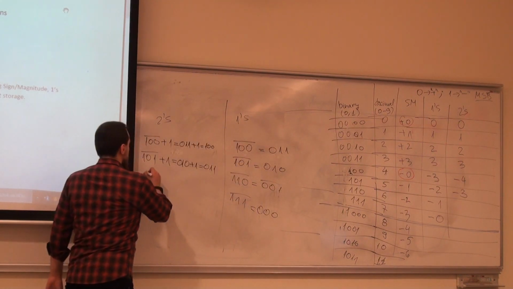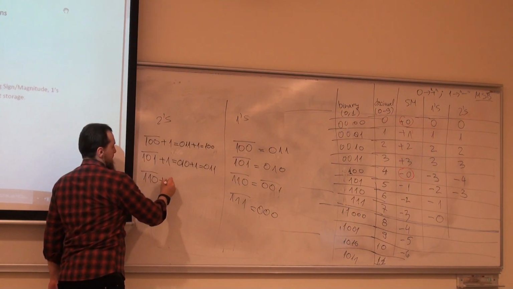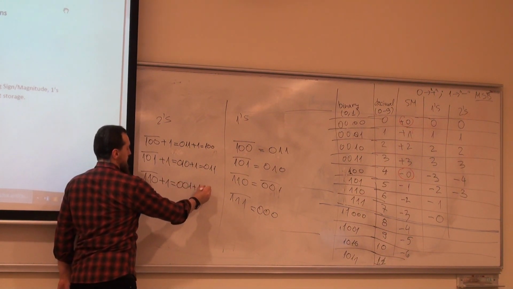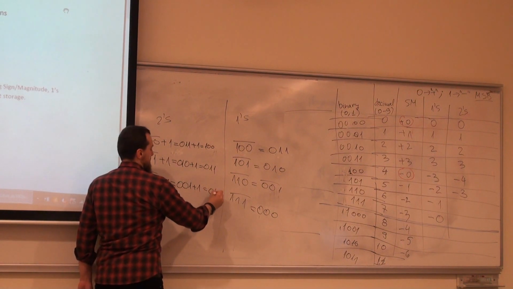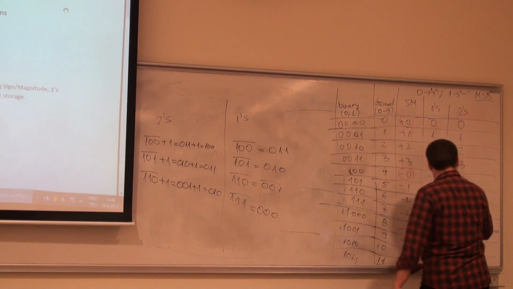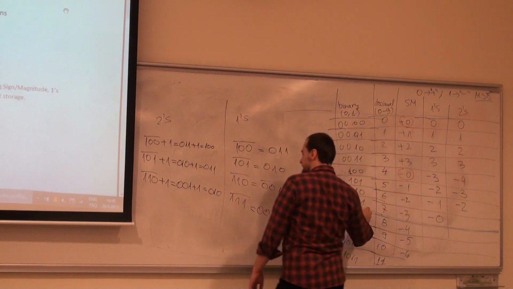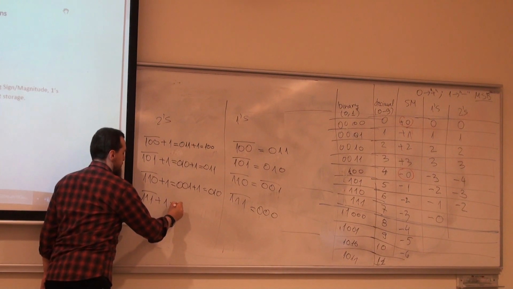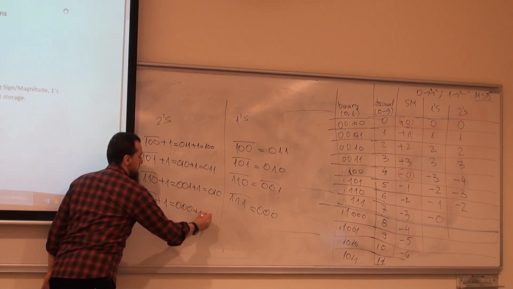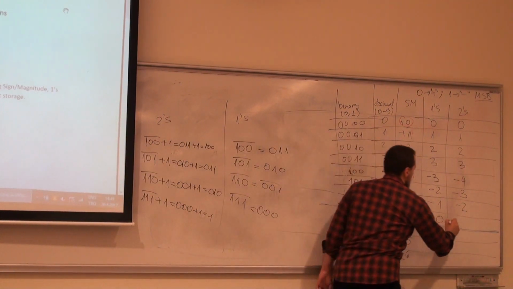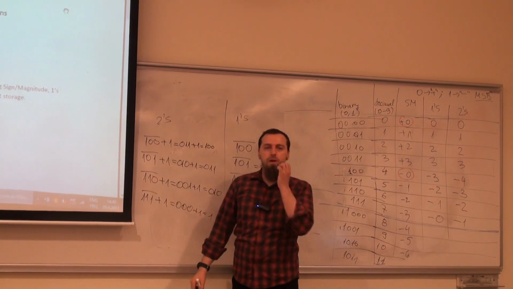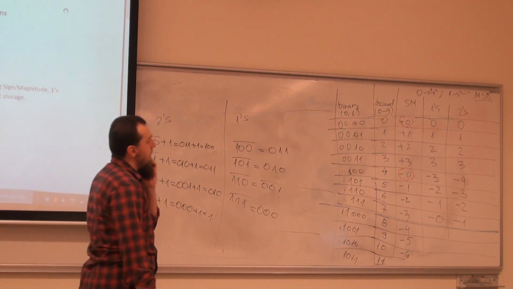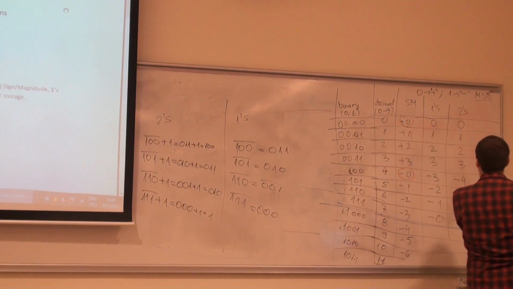1, 1, 0 complemented is 0, 0, 1 plus 1. How much is this? 0, 1, 0. This is minus 2. What about this one? 1, 1, 1 complemented is 0, 0, 0 plus 1. This is 1, and this is going to be minus 1. Do we have two zeros here? No. We have only one.